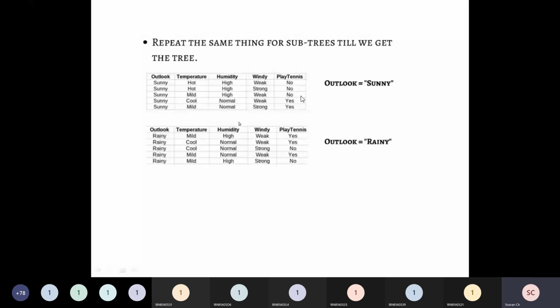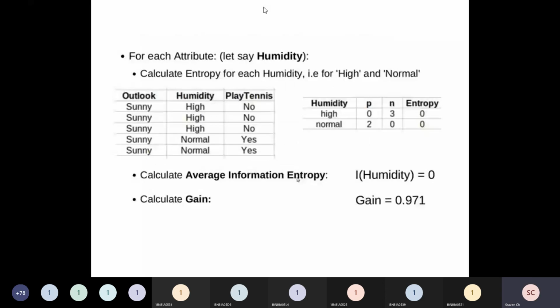Now what I will do is, first I will take outlook as sunny. This is one new data set. I will work on this new data set. Again I should work on my third data set, outlook equal to rainy. So please observe here, repeat the process, right? So let us take humidity. Now outlook values are sunny. Let us take humidity. Now how many positive examples are there? Right, total positive examples are 2, total negative examples are 3.